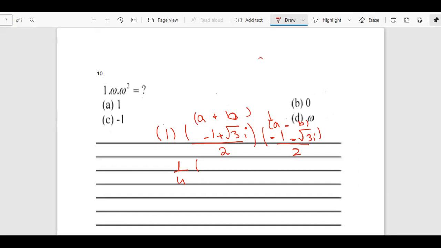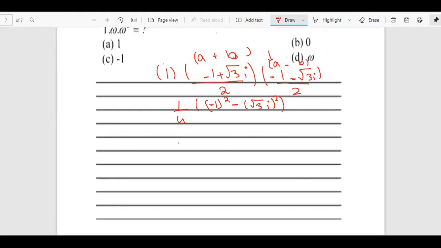And we know this, that a plus b into a minus b is a square minus b square. So a is minus 1, we have minus 1 square minus b square, b is under root 3 iota square, right? So I am going to get 1 by 4, 1 minus 3 iota square. This is going to give me 1 minus 3 iota square is minus 1 by 4, and finally I will have 4 by 4, that is 1. So A is the choice.